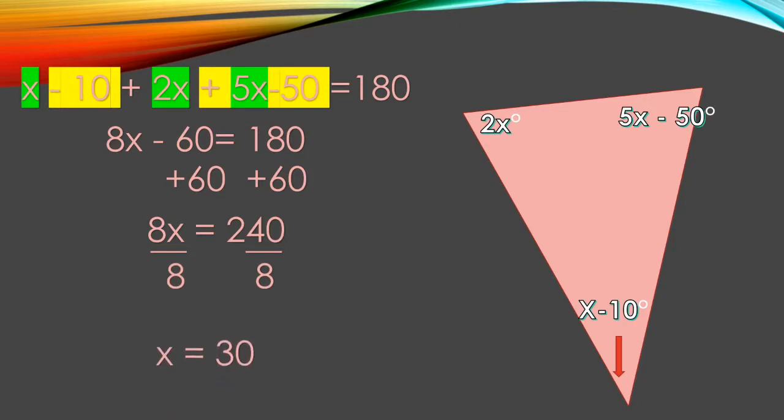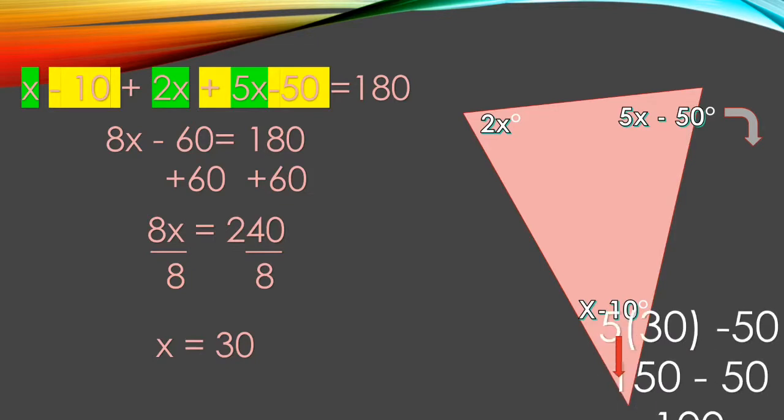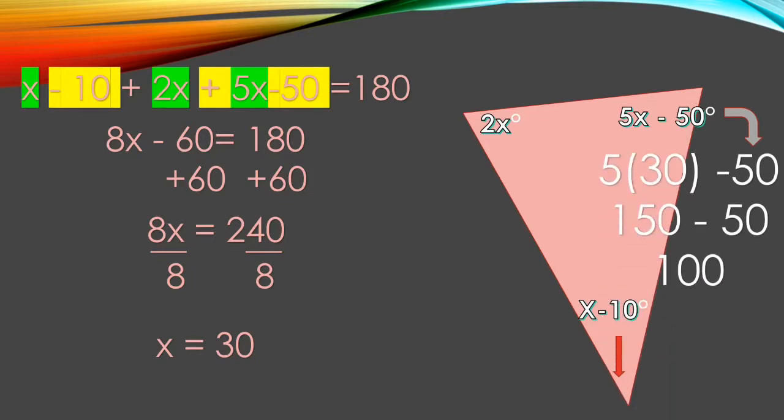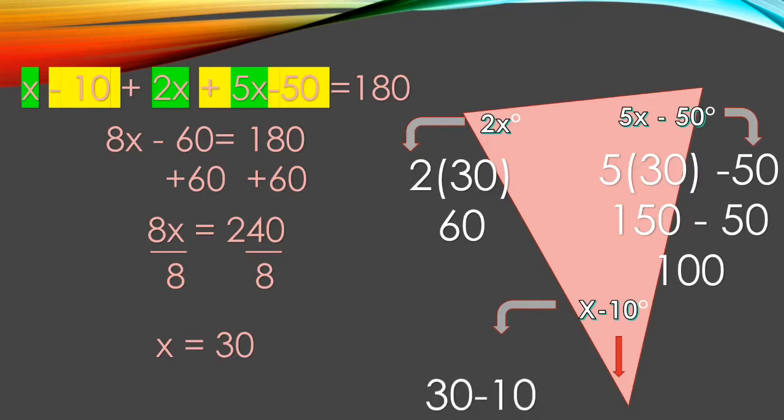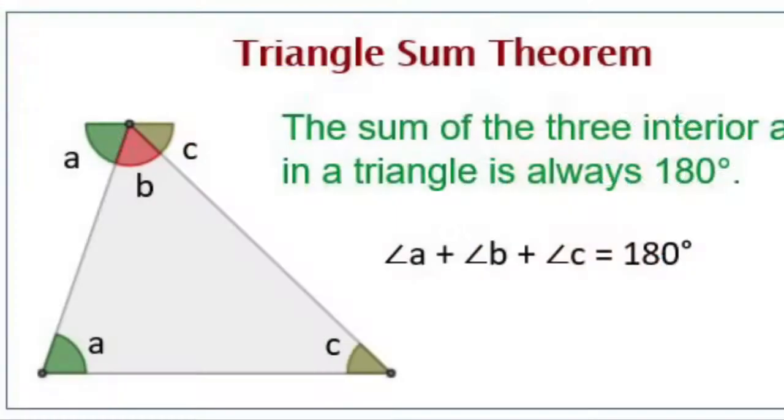Now I know x equals 30, but none of the angles are called x. One of them is called 5x minus 50. So over here, I substitute in the x with a 30, because that's the value of it, and I get 150 minus 50, and that's 100. From there, I'm going to look at the angle at the top left of the triangle, where it was 2x. That's 2 times 30, and that's 60. And finally, I'm going to go with x minus 10, where x was 30, and 30 minus 10 is 20.